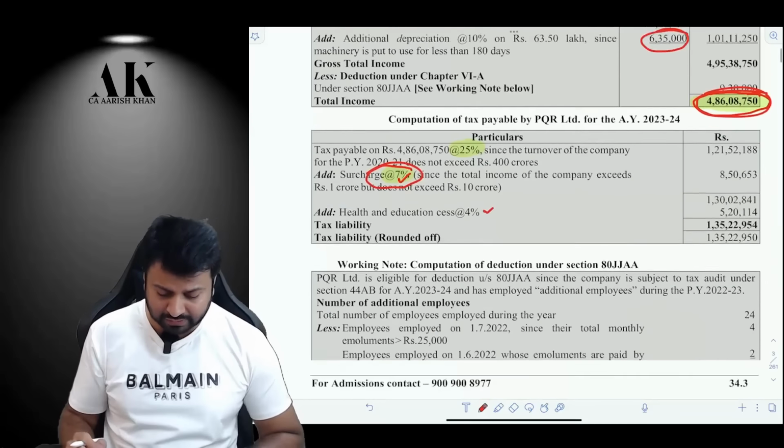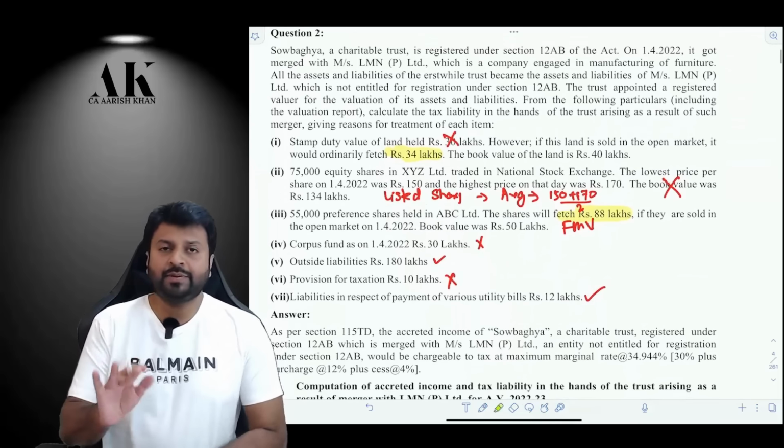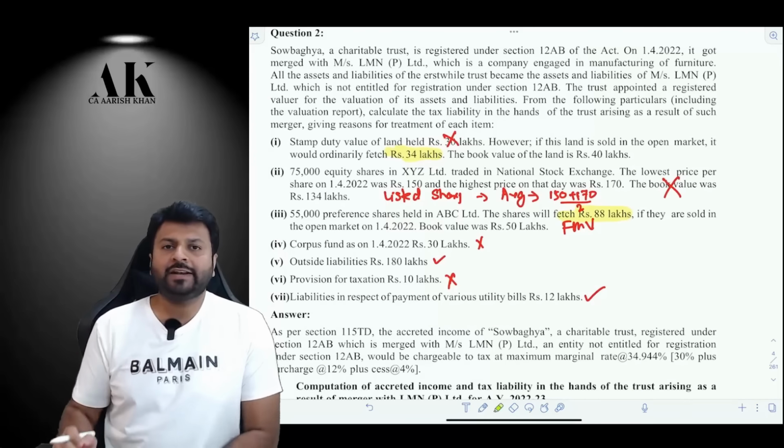Okay. So this is your first question, which is a very, very important question. The next question is based on what? It is based on accreted income. And in accreted income, what happens in exit tax?